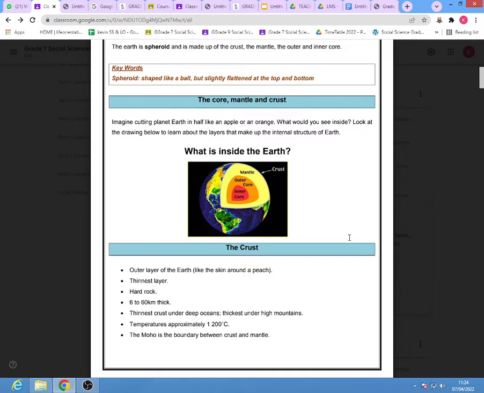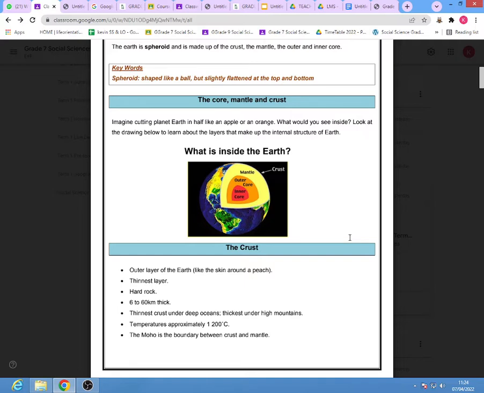So basically, imagine looking at the Earth. You compare it to an apple, and then you cut it in half. You're going to see the outer layer is going to be the crust, right? The outer layer of the earth is like the skin around a peach or an apple. It is the thinnest layer. It's made out of hard rock. It's about six to 60 kilometers thick. It is thinnest under the deep oceans and thickest under high mountains.